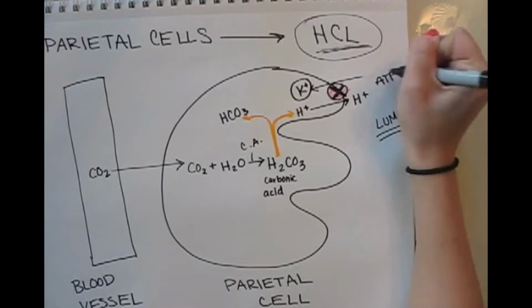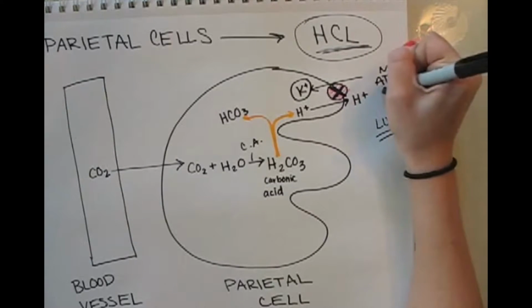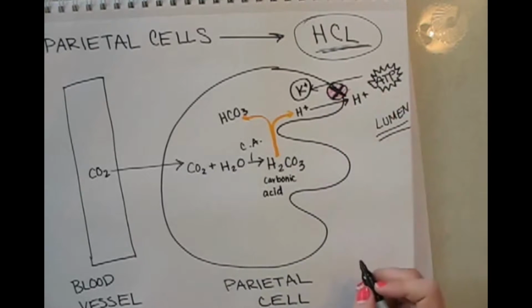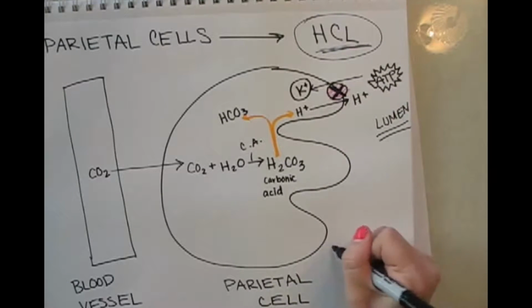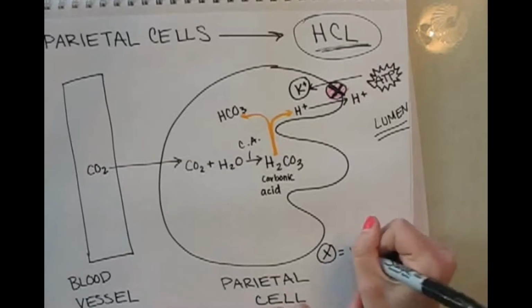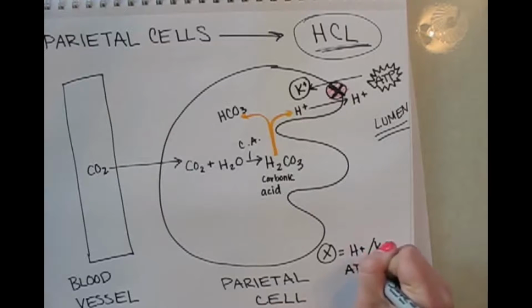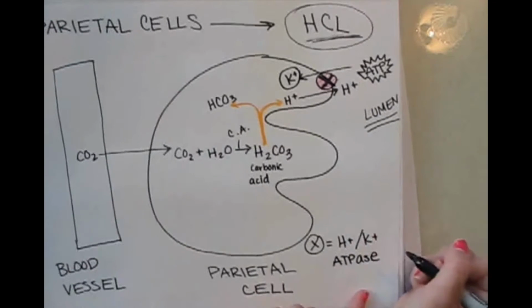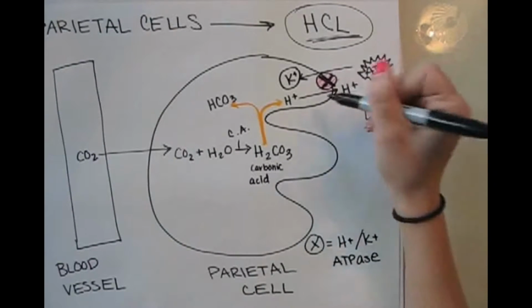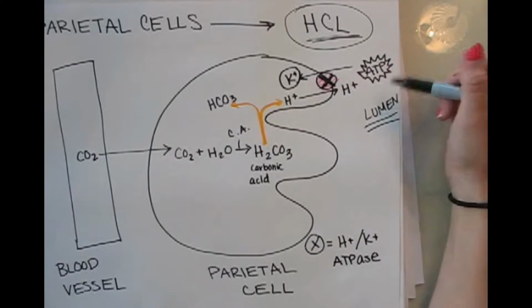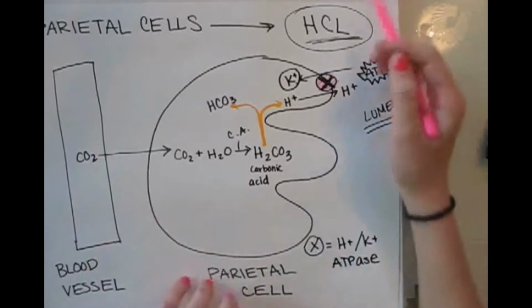CO2 enters the parietal cell through the blood, which binds with H2O that produces H2CO3 or carbonic acid. The combination of CO2 and H2O to create carbonic acid is catalyzed by carbonic anhydrase. The carbonic acid then splits into an H+ proton and HCO3-. H+ is actively transported to the lumen in exchange for potassium through an H+, K+ ATPase pump.